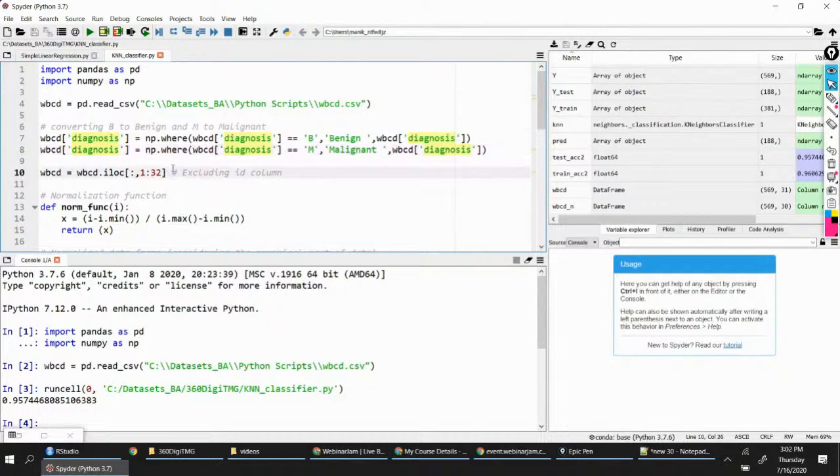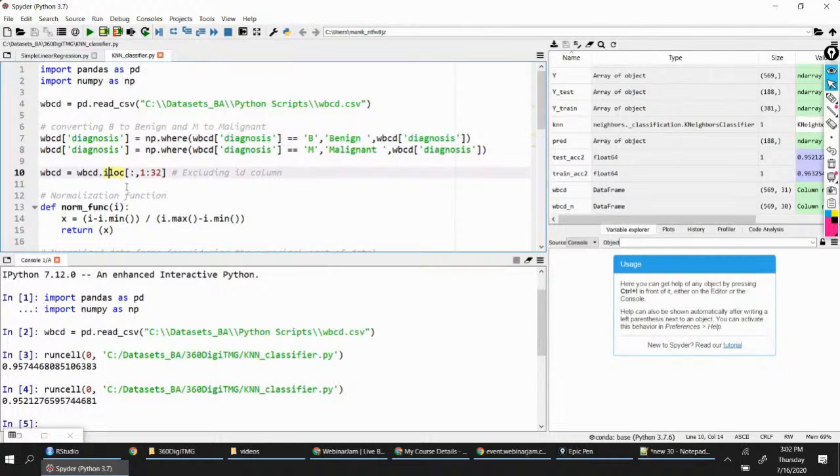Next, I'm ignoring that first field. How am I ignoring the first field? If you see here, this WBCD is the dataset name, and in this WBCD, we are using iloc, the index location. iloc means index, and we are representing rows and columns in the format rows, comma, columns.